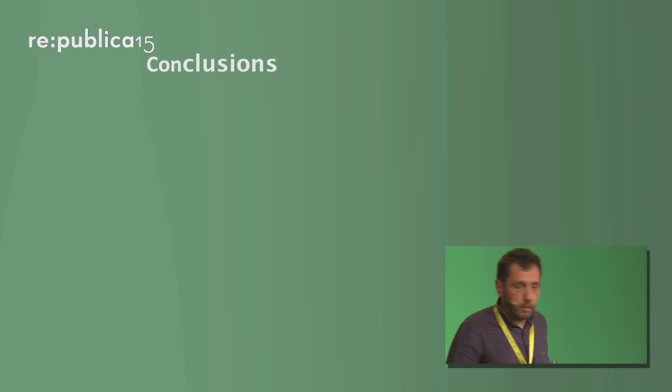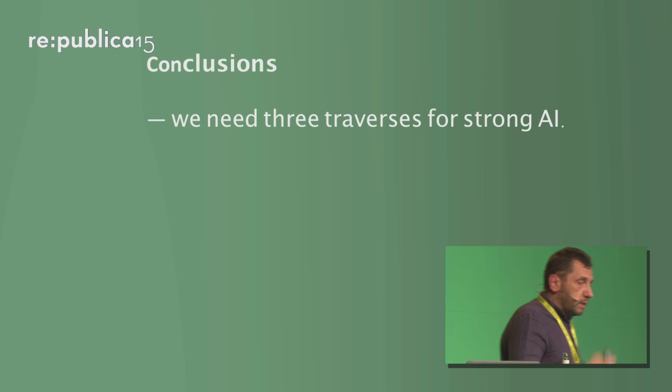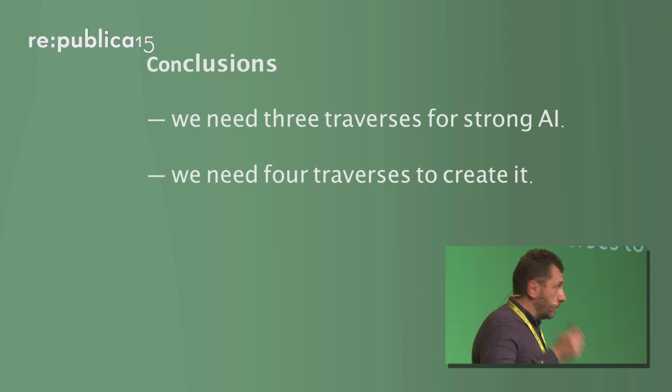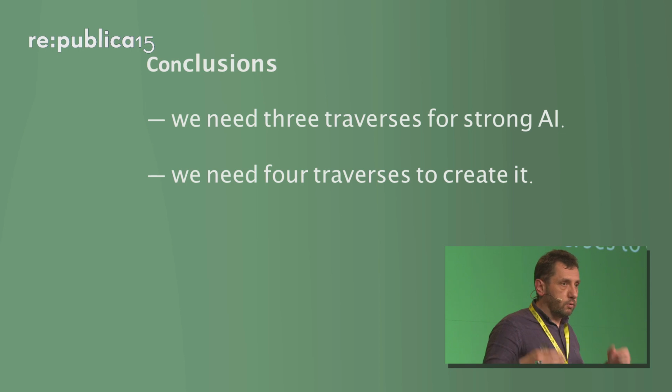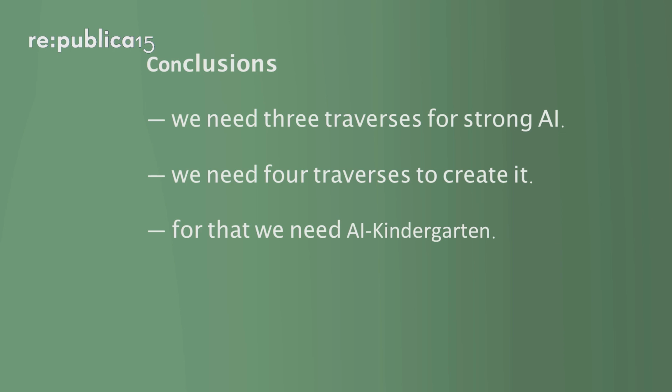So let me make conclusions. To create strong AI, or biological-like AI, or close to human-level intelligence AI, we need three traverses, not two as we have today. But for that, we need to create it, we need 4 traverses. To create 3 traversal agents, we need 4 traverses. And to create it quickly, we need AI kindergarten. So to cut billions of years of evolution into a small number of years, and it's safe.